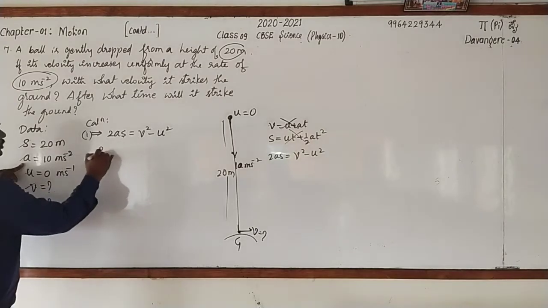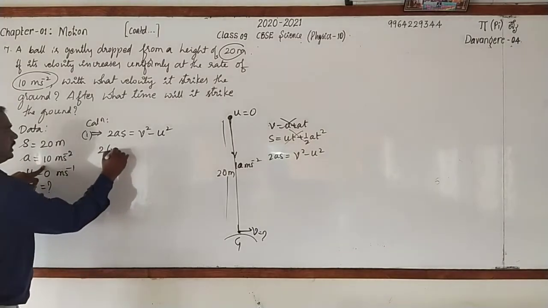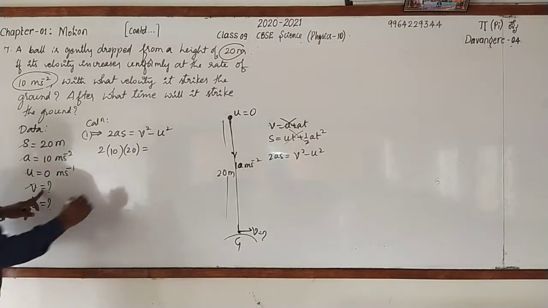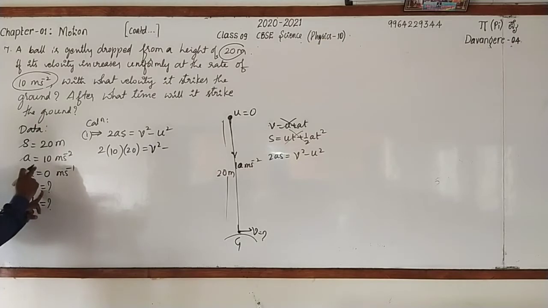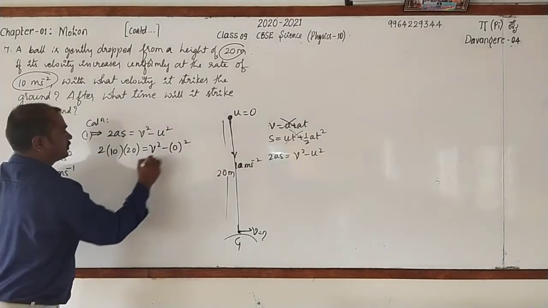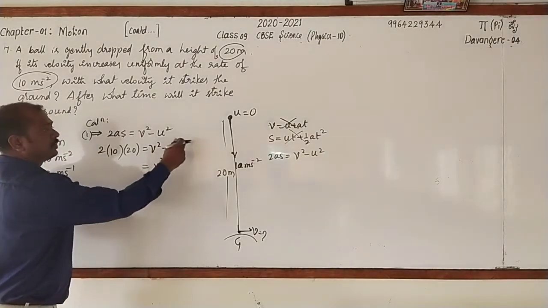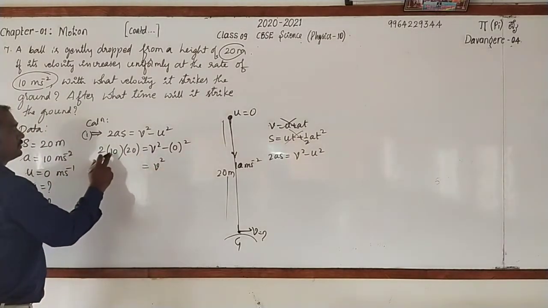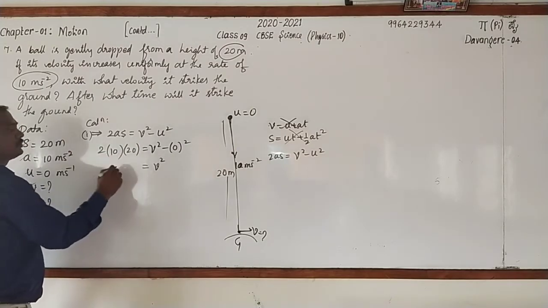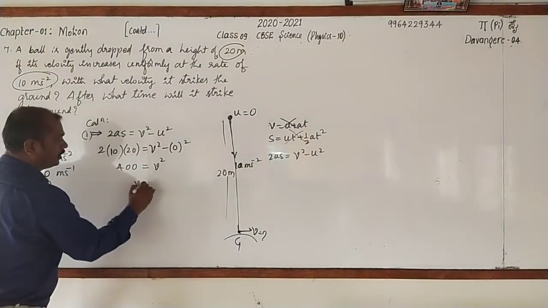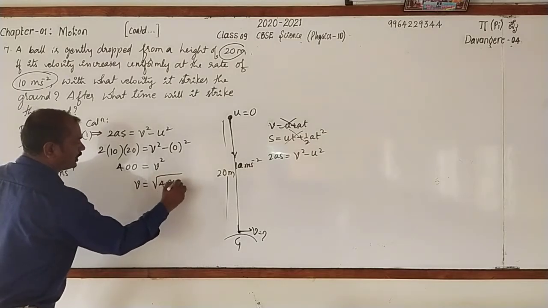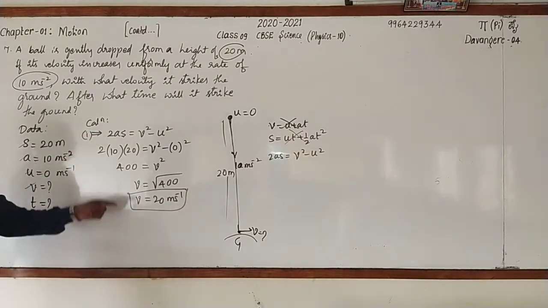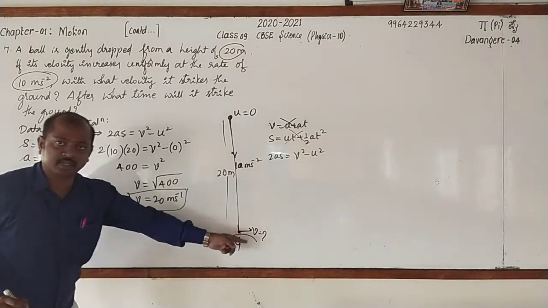Then 2 into what is A? A is 10. S is 20. It is equal to V square, which is unknown, where U is 0. 0 whole square is 0. So V square minus 0 is V square. Now you can multiply this one: 20 tens are 200, 200 twos are 400. We want V. V is equal to square root of 400. V is equal to 20 meter per second. So this is the velocity with which the ball strikes the ground.